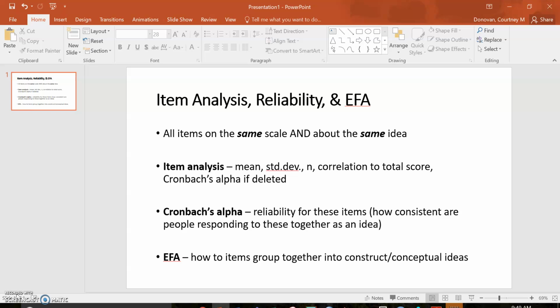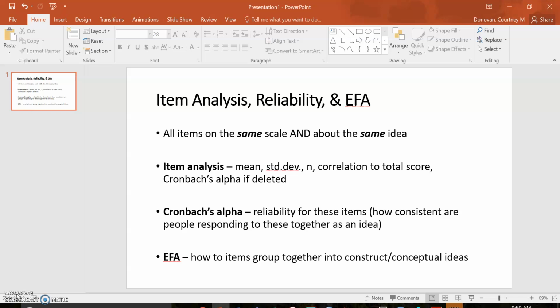So with item analysis, we're going to get all of our descriptive information. We're also going to get kind of a correlation to a total score, meaning how does this item contribute to the larger idea? And we're going to get a Cronbach's alpha if deleted. So the Cronbach's alpha holistically is how reliable are these items together to understand are people being consistent in their responses. And we want that alpha to be above a 0.7 and higher is better.